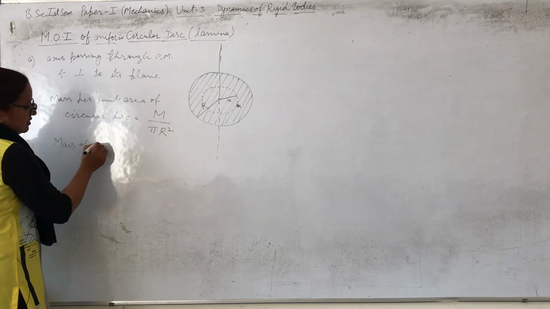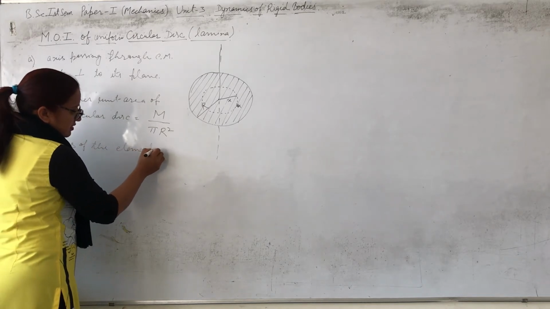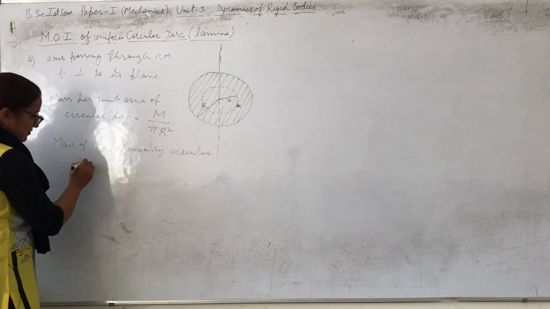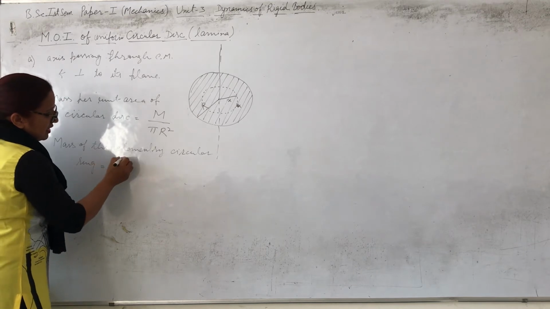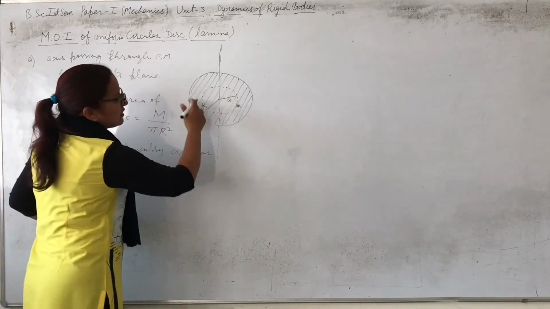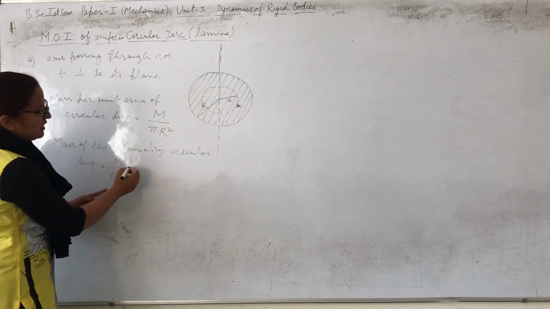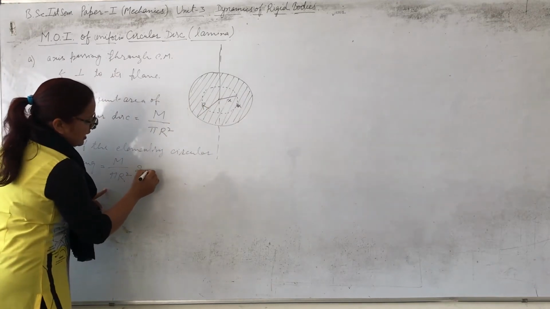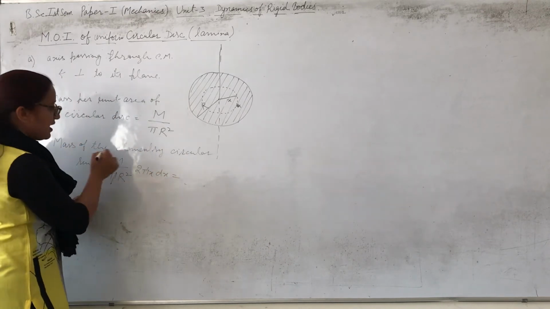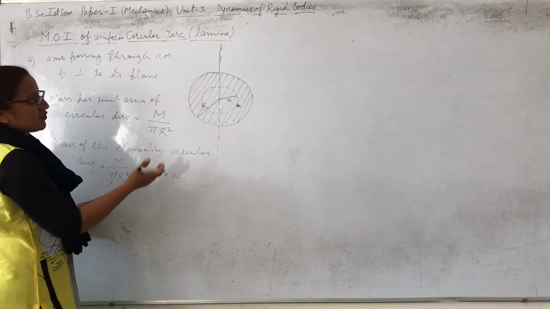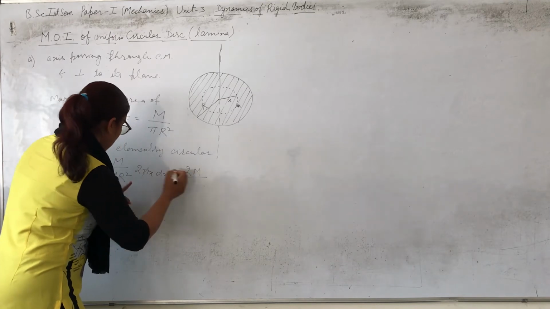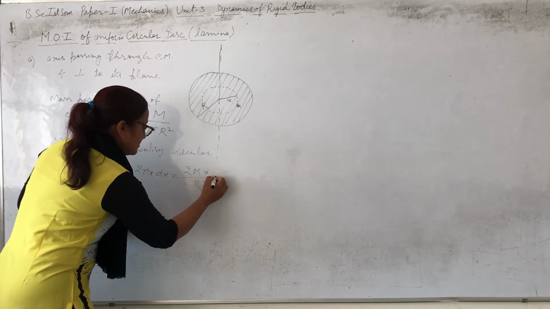So mass of this we can calculate from here. Mass of the elementary circular ring, it will be equal to m over pi r square, into the area of the ring when we cut it. So what will be the area? Circumference 2 pi x into dx. So we have the mass of this elementary ring at a distance x from the center and of thickness dx. It is 2m over r square x dx.